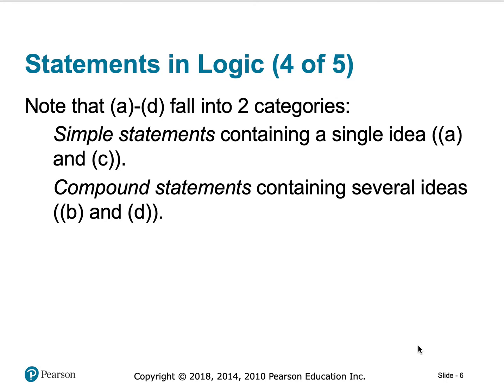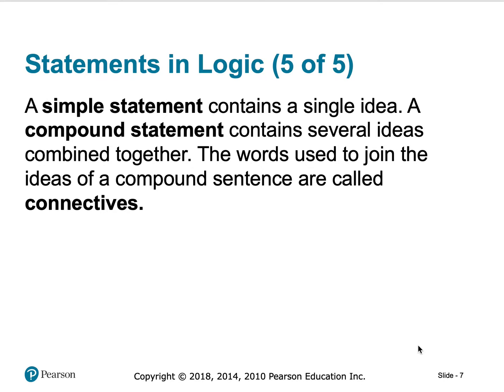Notice that A through D fall into two categories. They're either simple statements or compound statements that have a conjunction, like and, between them. A simple statement is a simple sentence: one sentence with no conjunction. A compound statement would say and or or, and it would have two statements combined using the conjunction. The word that we're going to use for conjunction in logic is a connective.